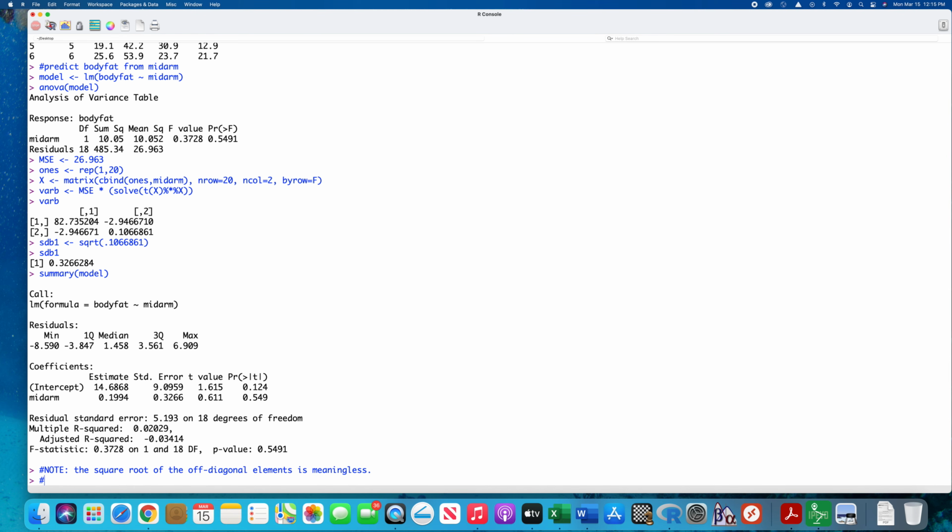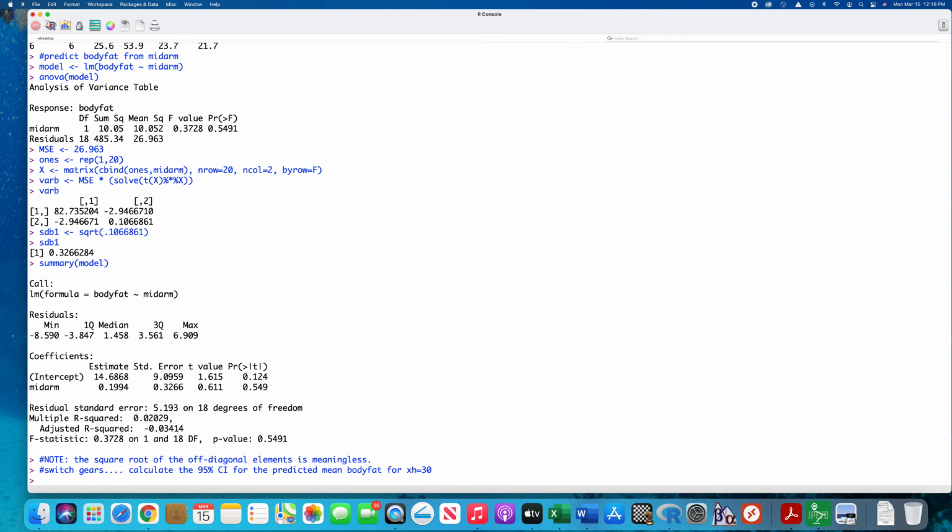So now I want to switch gears. And I want to calculate the 95% confidence interval for the predicted mean fat for XH equal 30. So the first thing I'm going to need to do is create XH, and in the spirit of always naming matrices with a capital, I'm going to use a cap X.